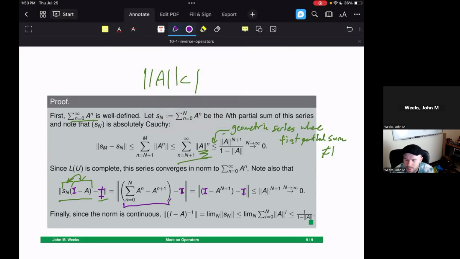We get a telescoping sum of some copies of the operator A to the n, which start at n equals 0, which give me the identity matrix, and end at capital N plus 1, which gives me this minus A to the n plus 1. If I subtract those two values, then I get something that is bounded above by the norm of A raised to the power of n plus 1, which tells me that this convergence is going towards 0. So S sub n has to be the thing that is the inverse of this matrix.